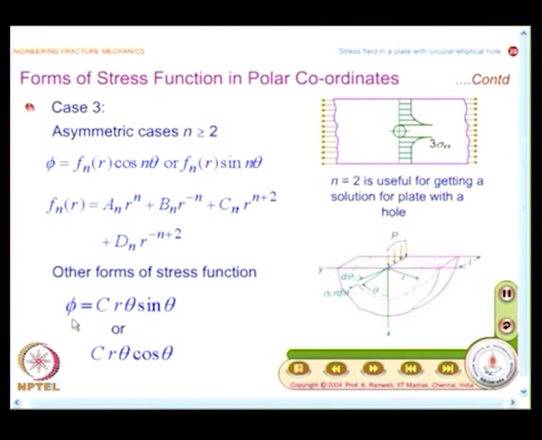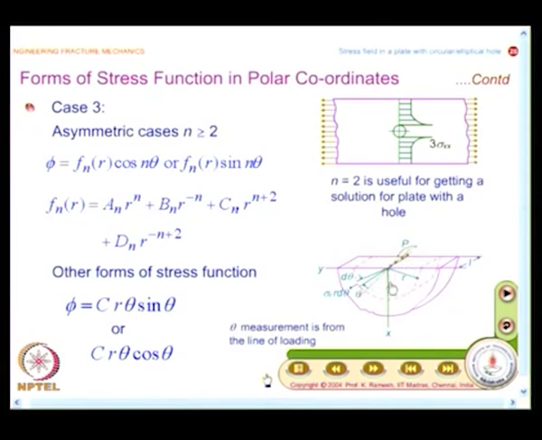You have phi defined as c r theta sin theta. The function of r is simply r, but the function of theta is slightly involved. And you could have another stress function which is defined as c r theta cos theta. It is a very useful stress function. Many problems which are of practical interest could be solved.